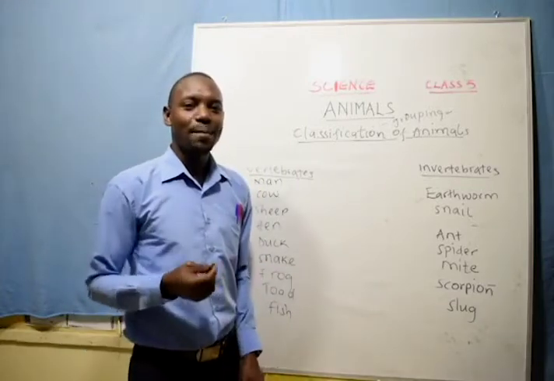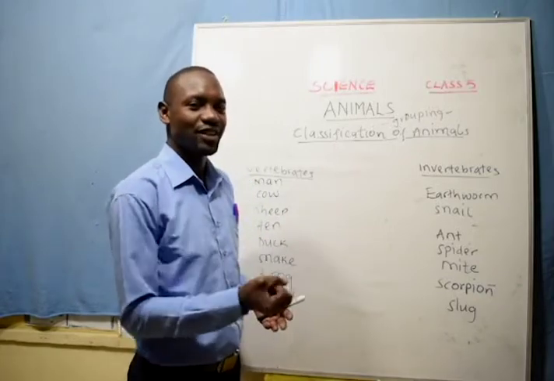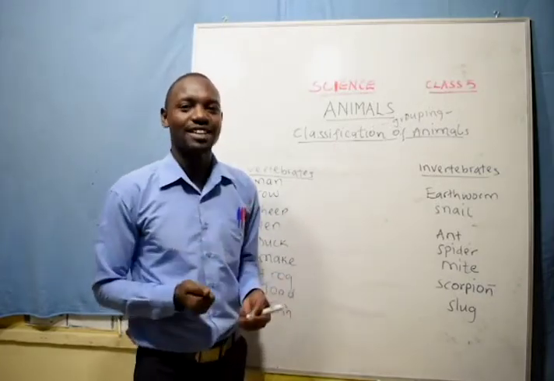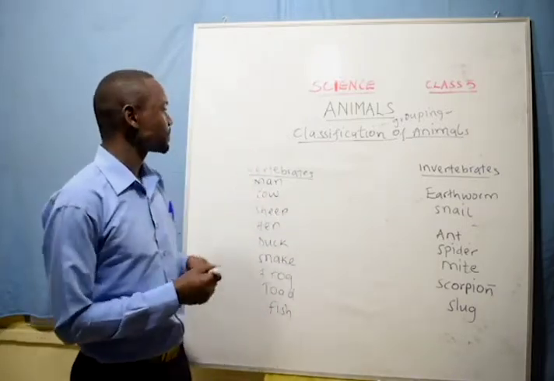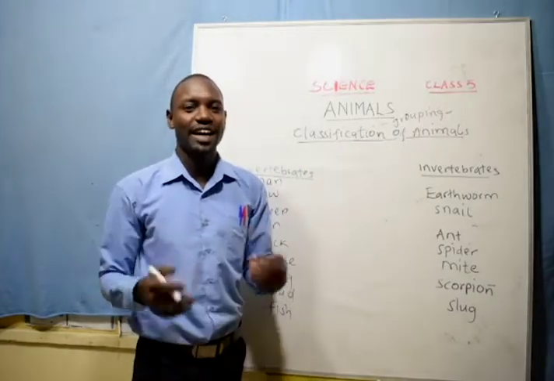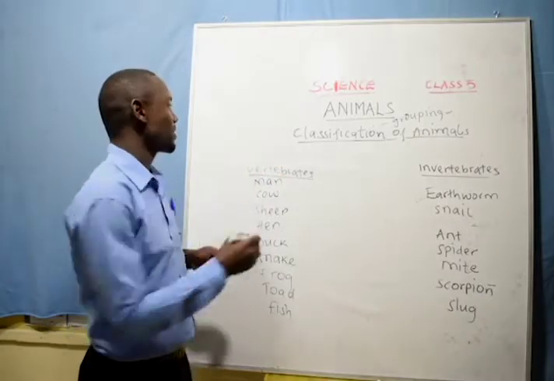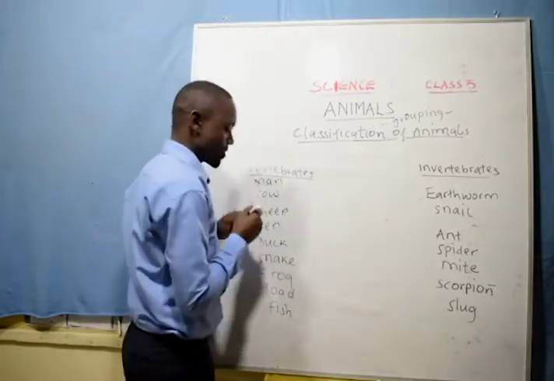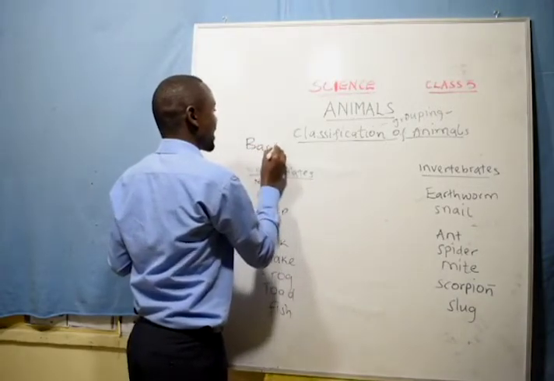Now, can you kill a bird using your fingers? Can you get a fish and smash it using your hand? No, because it has a strong bone. That is why we are classifying animals into two: animals with backbones and animals without backbones. The backbone is the bone that runs from the head to the tail or to the leg.